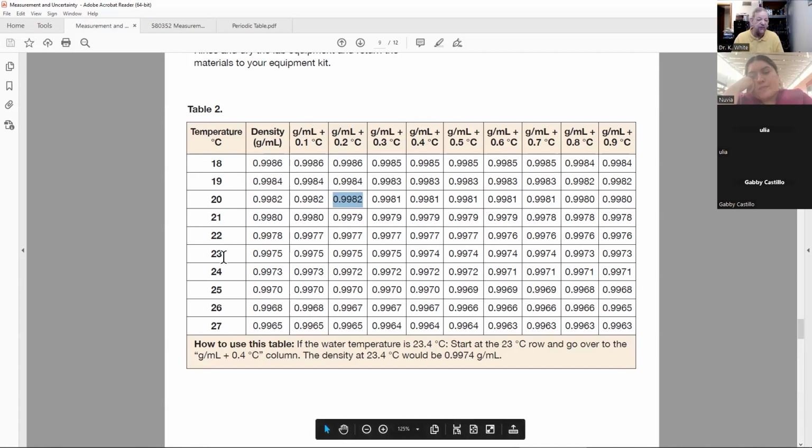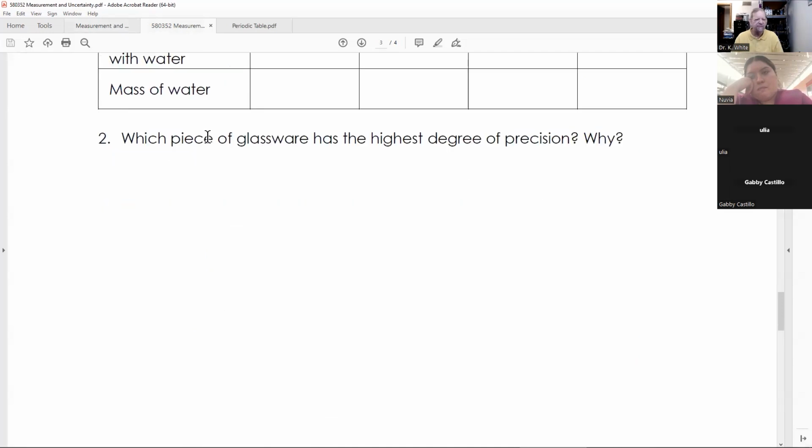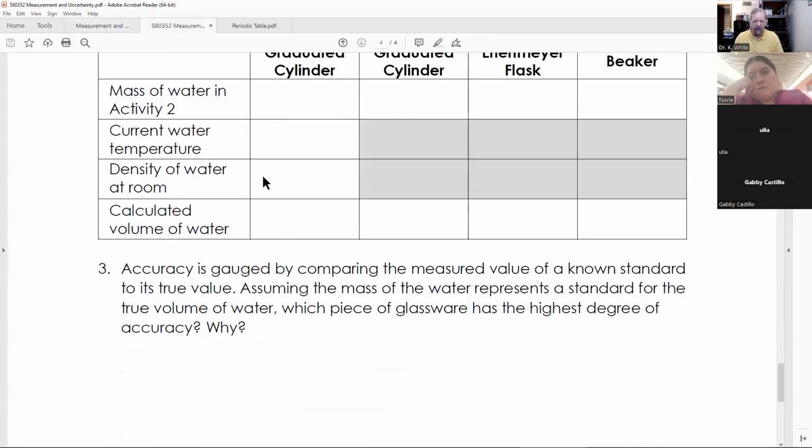And let's assume you had 23.5. You'd find the row here, 23, then the column 0.5, and you come down, and the density would be 0.9974. And you take that number, and you'll put it in here. You'll use it for all the different ones. They have this grayed out because if you want, you can copy the same number all the way across.